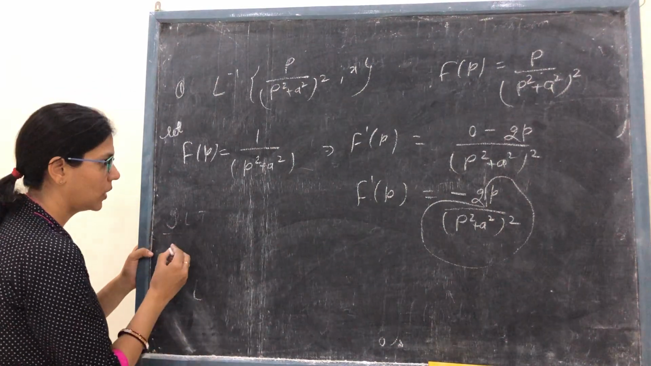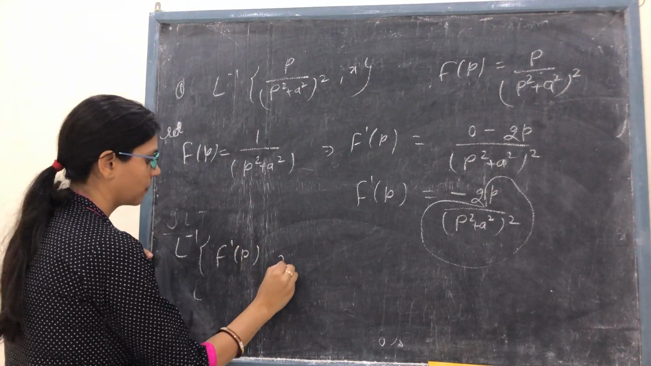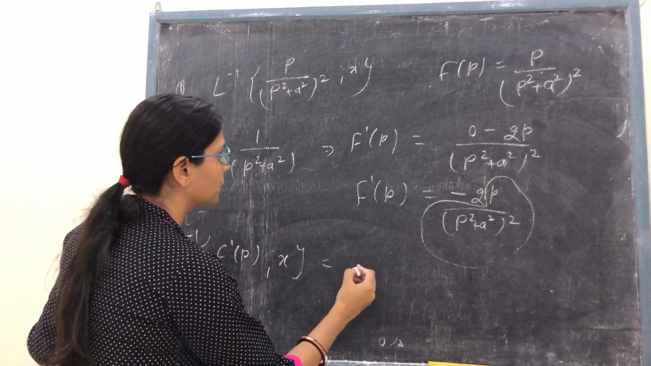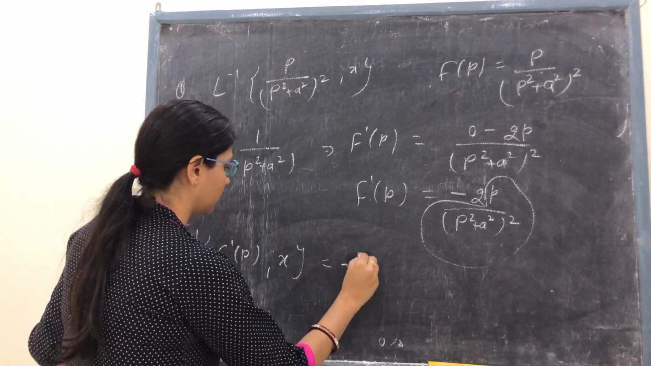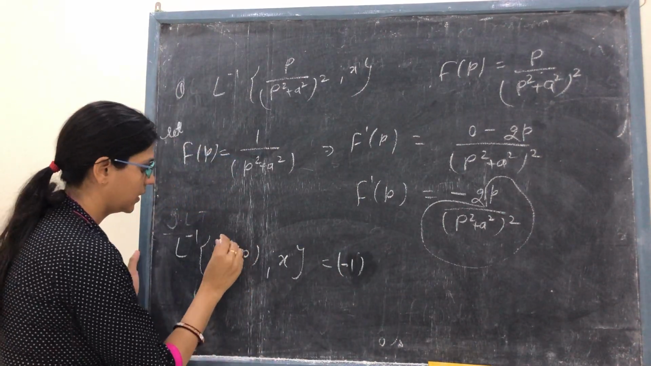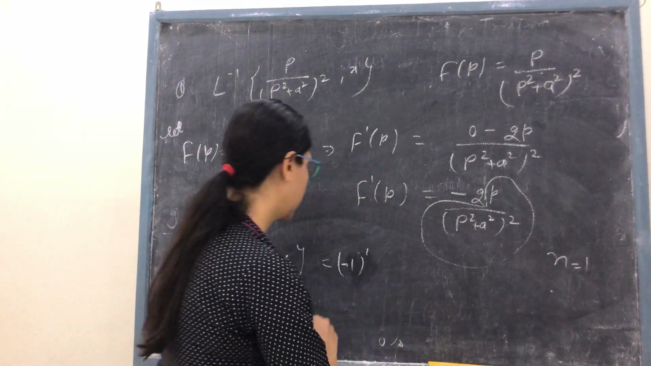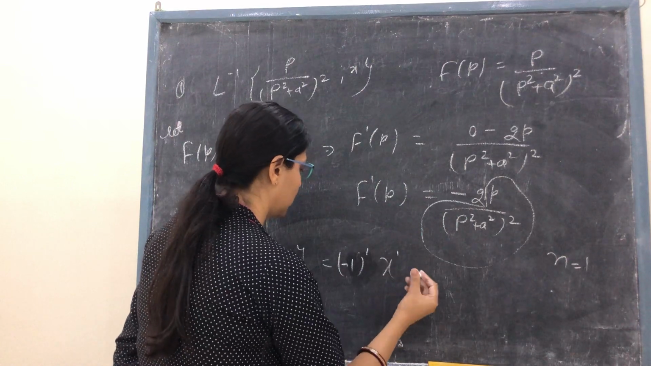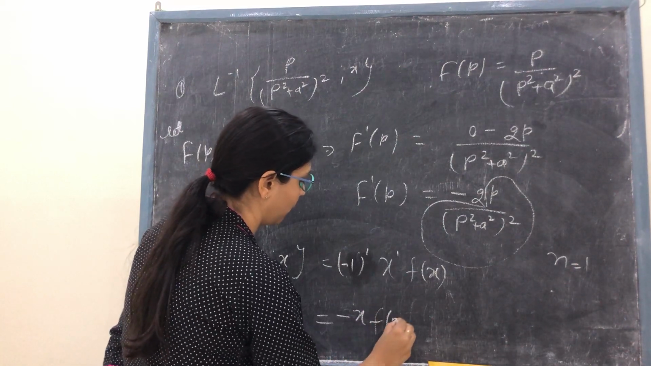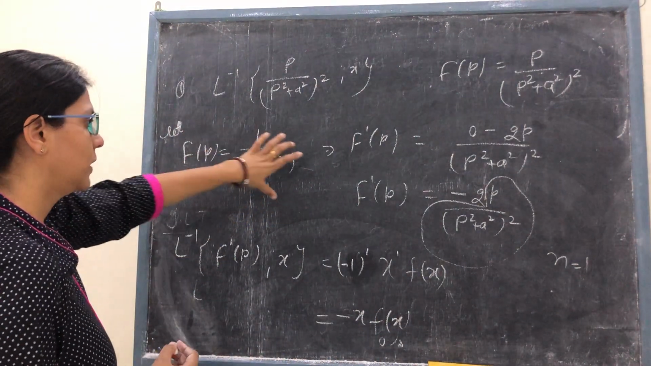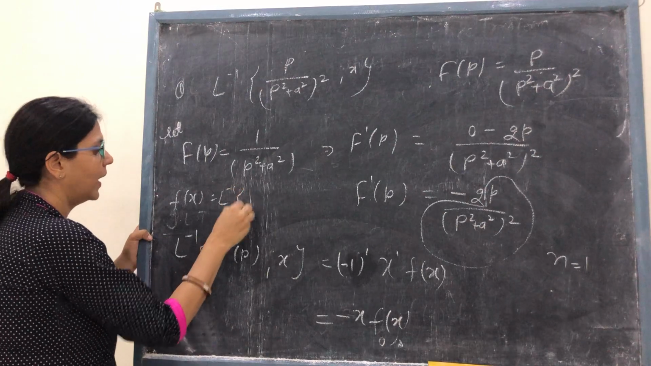So we can apply here this formula, that L inverse f dash p x equals minus 1 to the power n, x to the power n f of x, and we can write minus x f of x. Now if we take this equal to f of p, then what will we get here? What is the f of x? Which is what? L inverse f of p x.